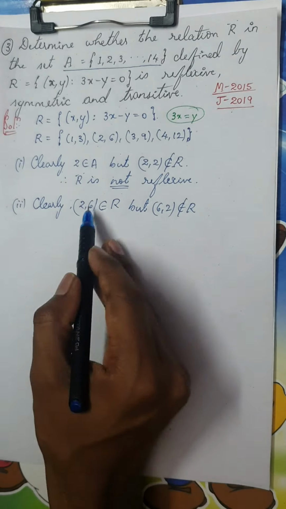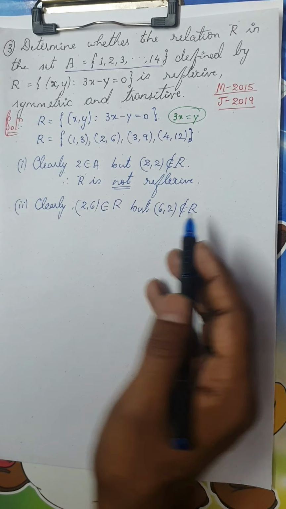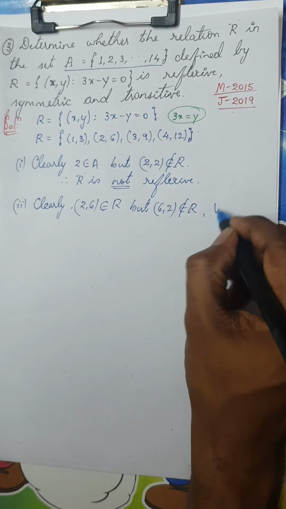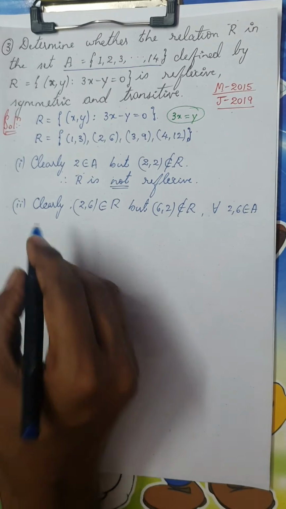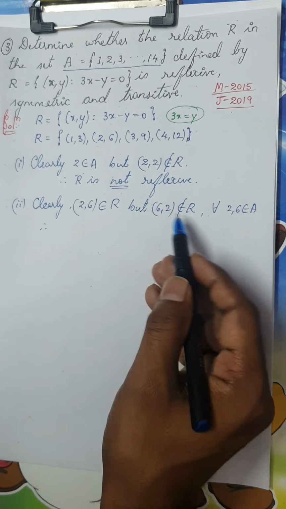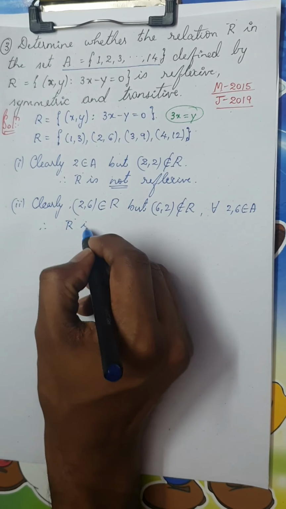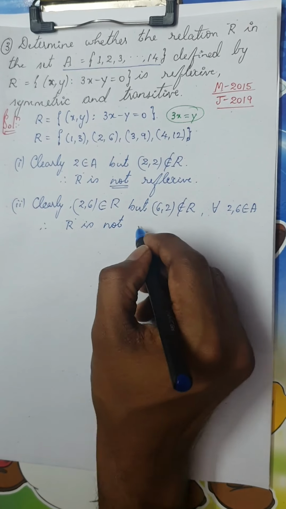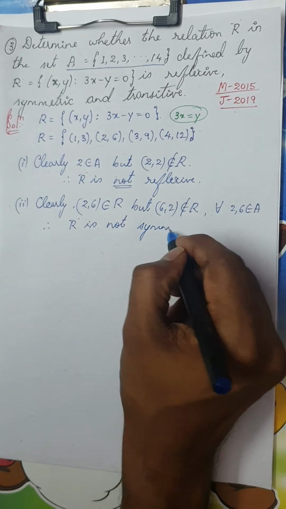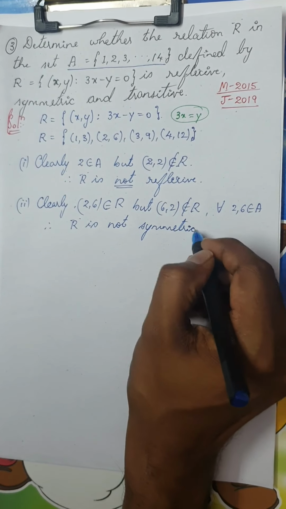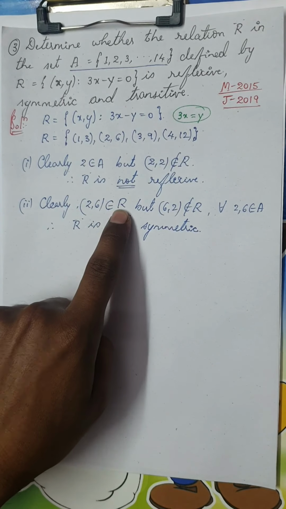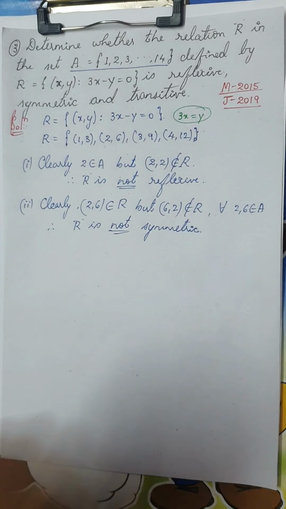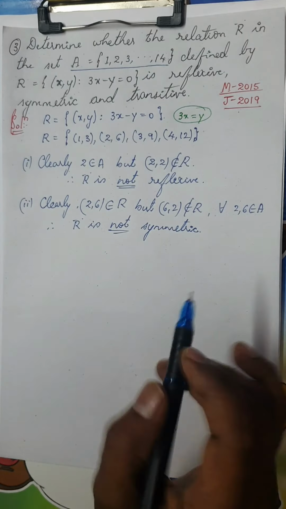I have 2 6 belongs to R, but 6 2 does not belong to R for all 2 and 6 belonging to A. Okay, therefore, 2 6 is there, 6 2 is not there, so R is not symmetric. Are you following? Yes, Suchitra? Fine. So it is not symmetric. Why? 2 6 belongs to R, but 6 2 does not belong to R. Okay, very simple to write this.